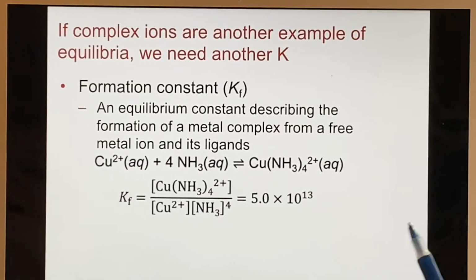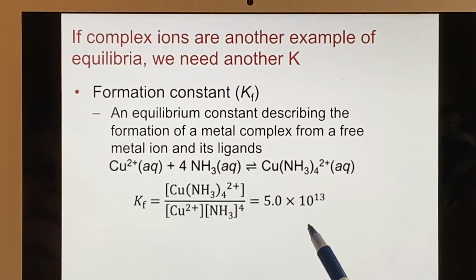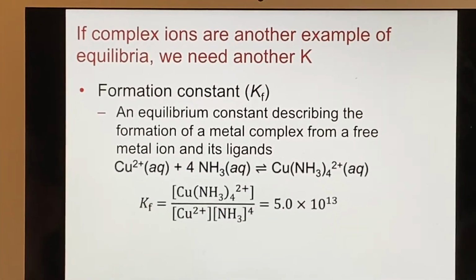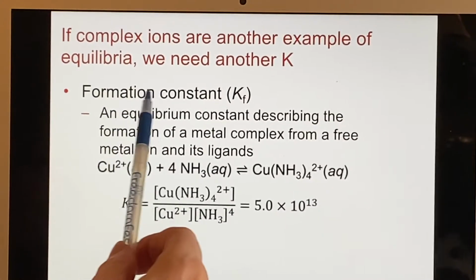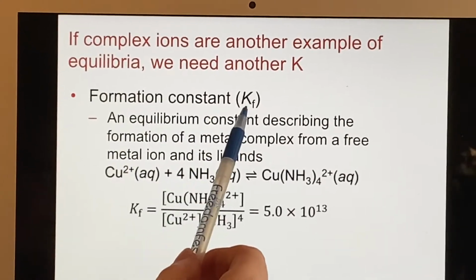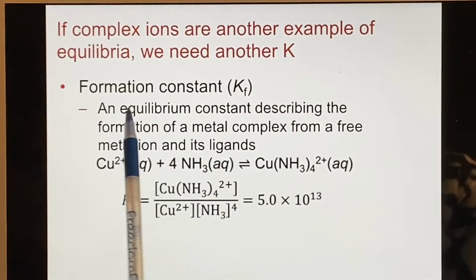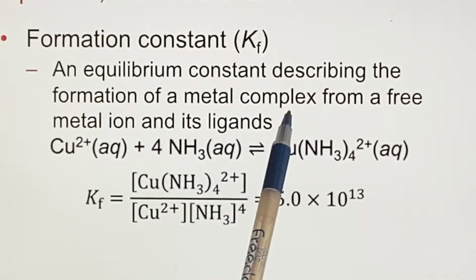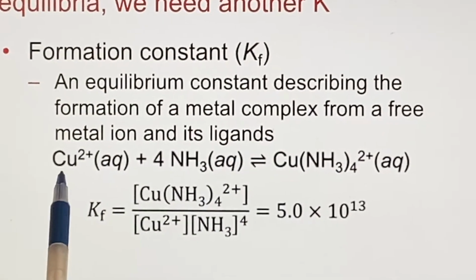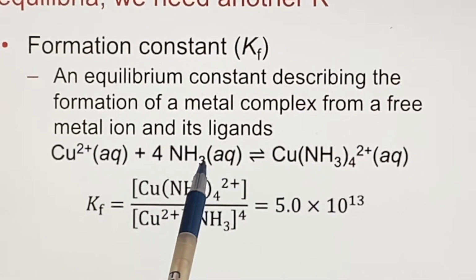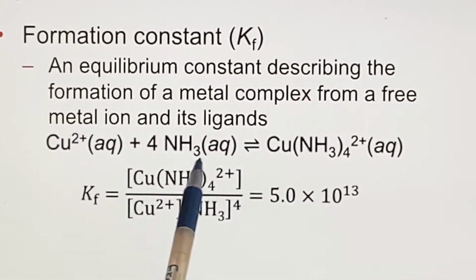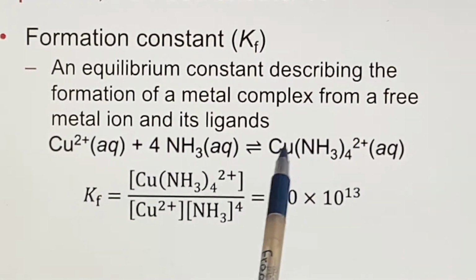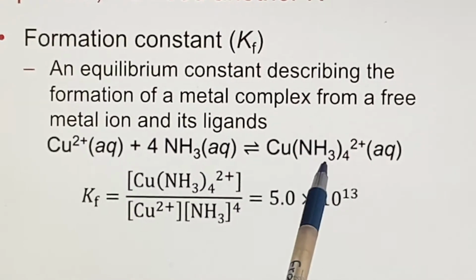If we have another example of equilibria, we need another value of K. One more. Formation constant. So we're going to use F as the subscript, K sub F. And it will describe the formation of a metal complex from a free metal ion and its ligands. So here we have a copper ion. If there's ammonia around, it will form a nice copper with the 4 ammonias around it.